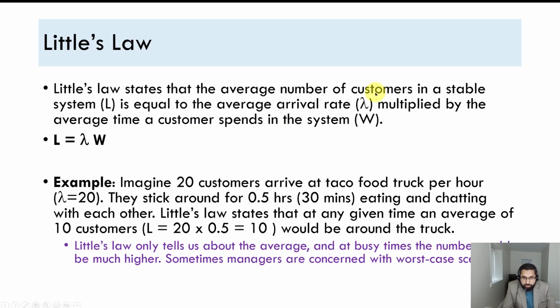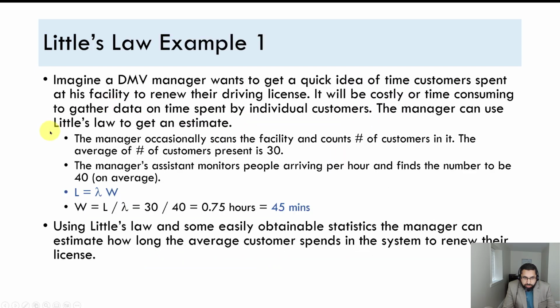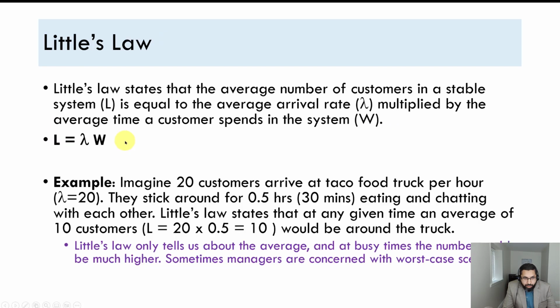So this Greek symbol here is called lambda, multiplied by the average time a customer spends in the system, W. So it's L equals lambda multiplied by W. Okay, so an example will make this more clear.